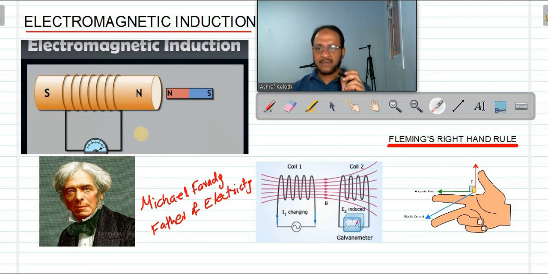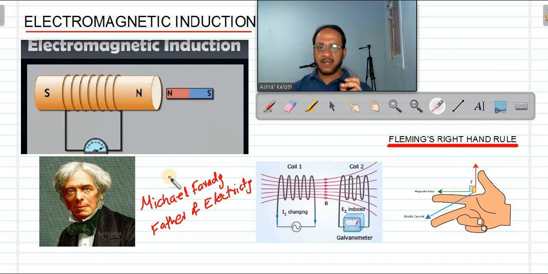Till the day of the discovery of electromagnetic induction by Faraday, the entire world was in perfect darkness, because in those days electricity was discovered, but that electricity was produced only from a battery, from a cell. In a cell we convert chemical energy into electrical energy. But the electricity we are using right now in our buildings, in our homes, is not generated from a battery. It is electricity generated from an electric generator.